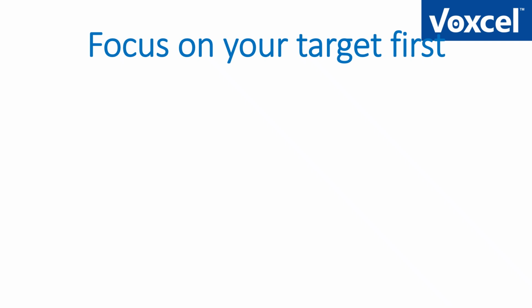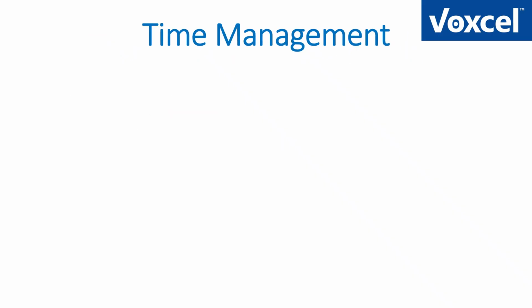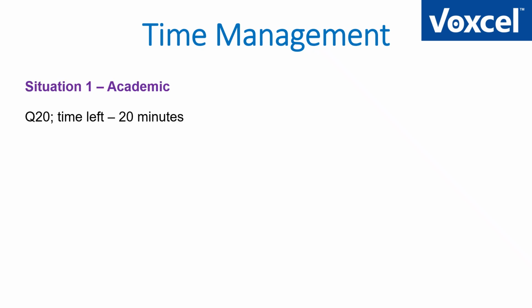So focus on your target first. Instead of focusing here and there, you should focus on your target first. Let's just say for academic, your target score is 23 for band 6, and for GT it is 30. Clear? So how to manage time? Let's see why time management is important. We will see two situations, one for academic and one for GT.